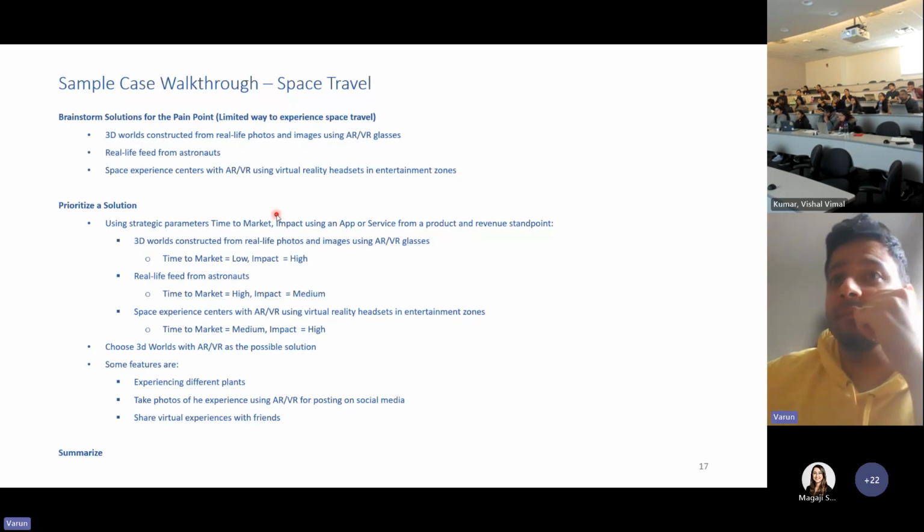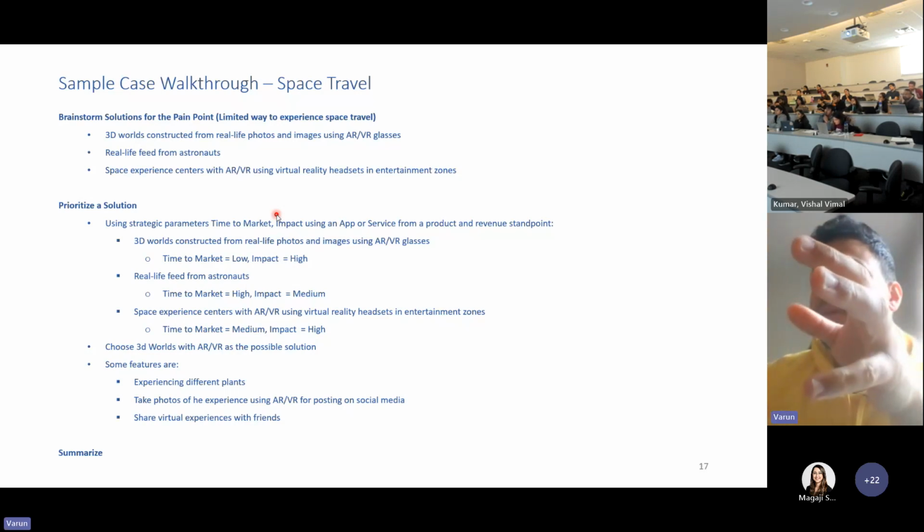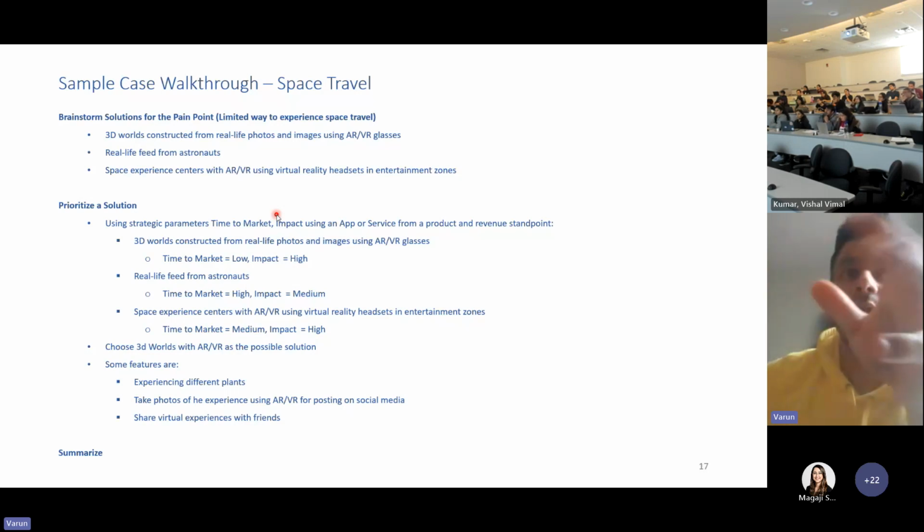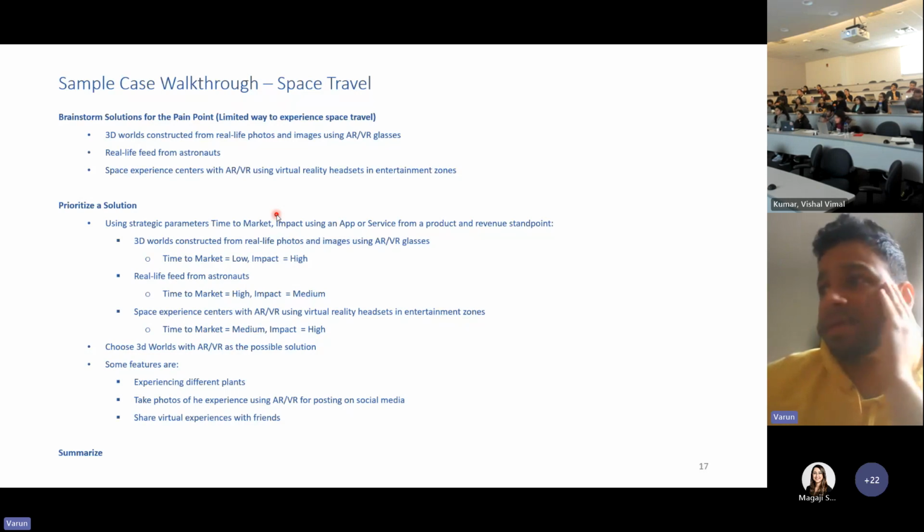And again, this is something which is not done in the market. There are things like live stream, but how do you put your twist on it, right? Live feed, but from astronauts. Then space experience centers. These are like your entertainment centers where you can actually use AR, VR and hang out with other people with the same hobbies, etc. Stuff like that. So these are the three solutions that were listed.